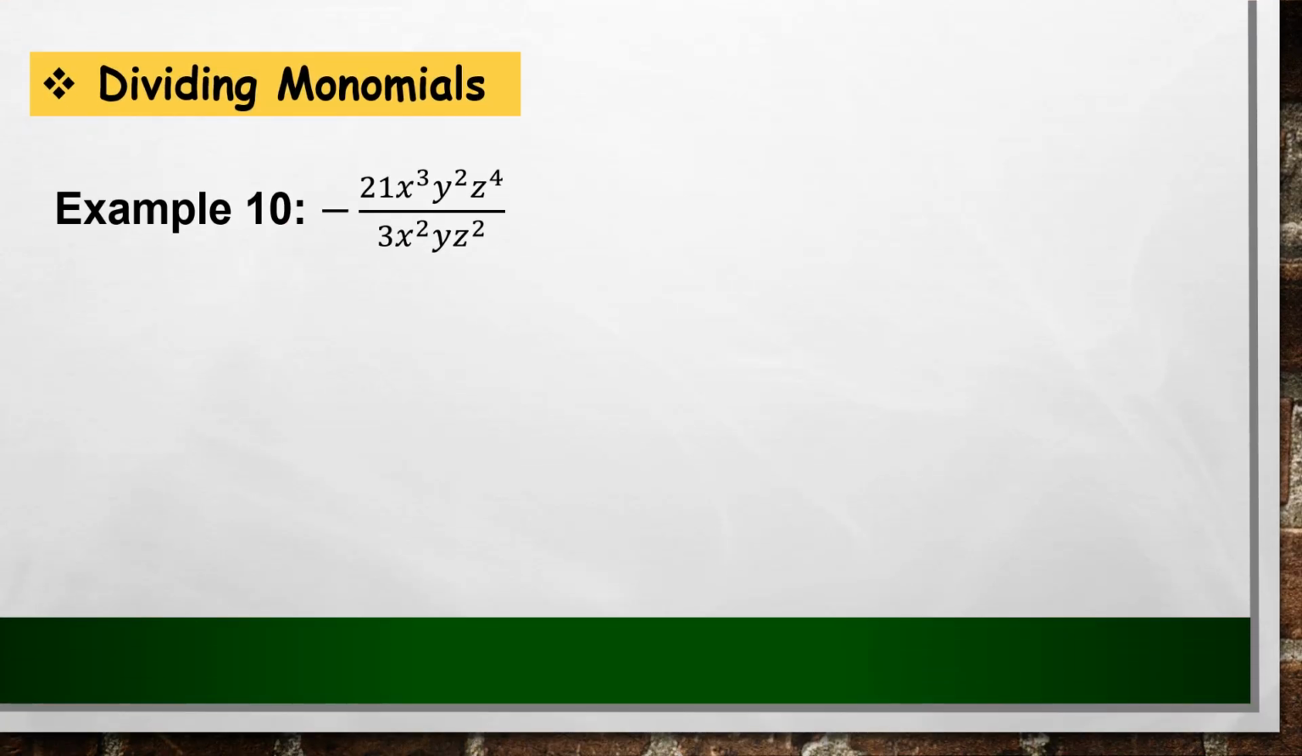Okay, so for example number 10, here we need to divide these two monomials. In dividing monomials, just like in multiplication, we need to start with the numerical coefficients. So this is negative 21 divided by 3. And then for the x variables, we need to subtract the exponents. So there'll be x^(3 minus 2).